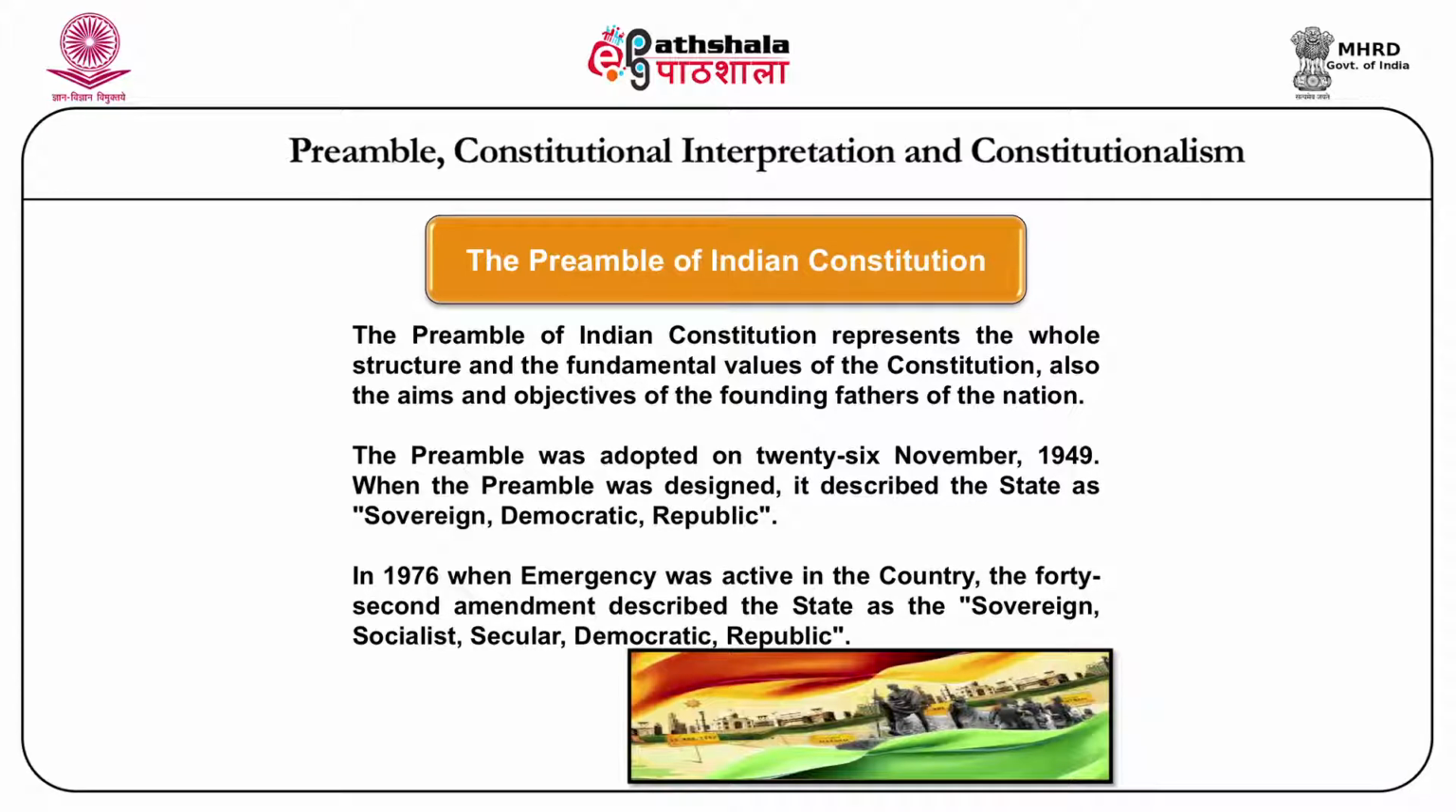When it was designed initially, it described the state as a sovereign democratic republic. In 1976, at the time of emergency in India, the 42nd Amendment described the state as a sovereign socialist secular democratic republic. Two words, socialist and secular, were added by way of the 42nd Amendment, 1976.